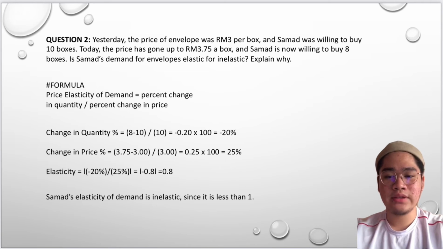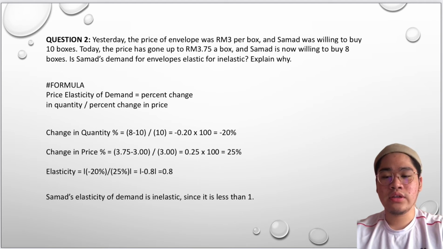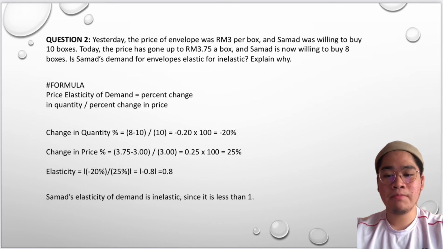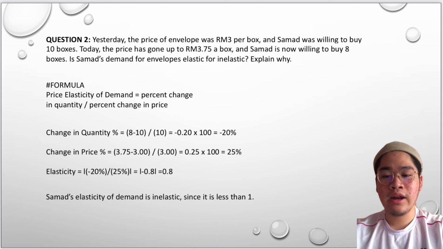The next step is we must find the percent change in price, which is (3.75 minus 3.00) divided by 3.00, which equals 0.25, and then 0.25 multiplied by 100 equals 25%. And the last step is we must find the elasticity, which equals negative 20% divided by 25%, which is negative 0.8, and then remove the negative sign, you will get 0.8. So Ahmad's elasticity of demand is inelastic since it is less than 1.